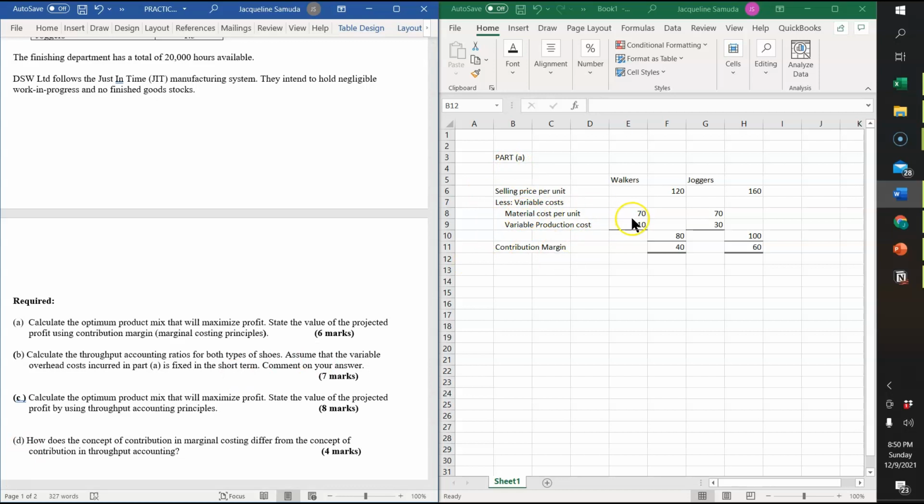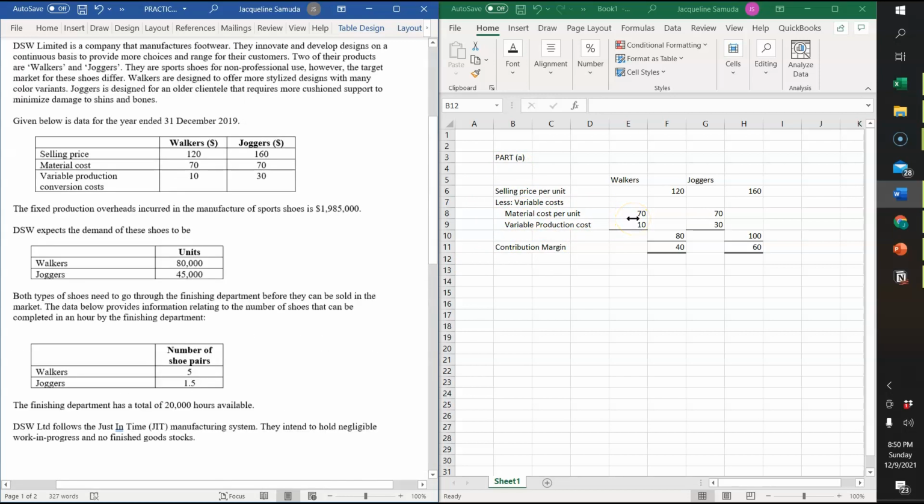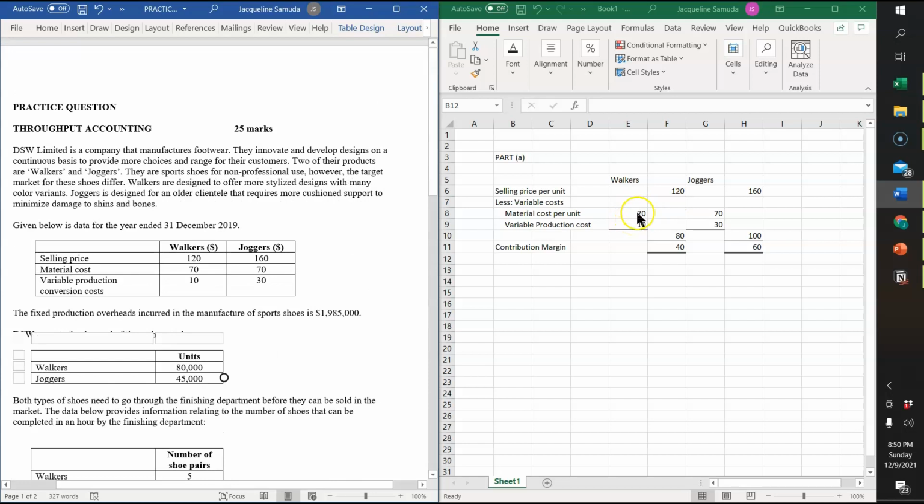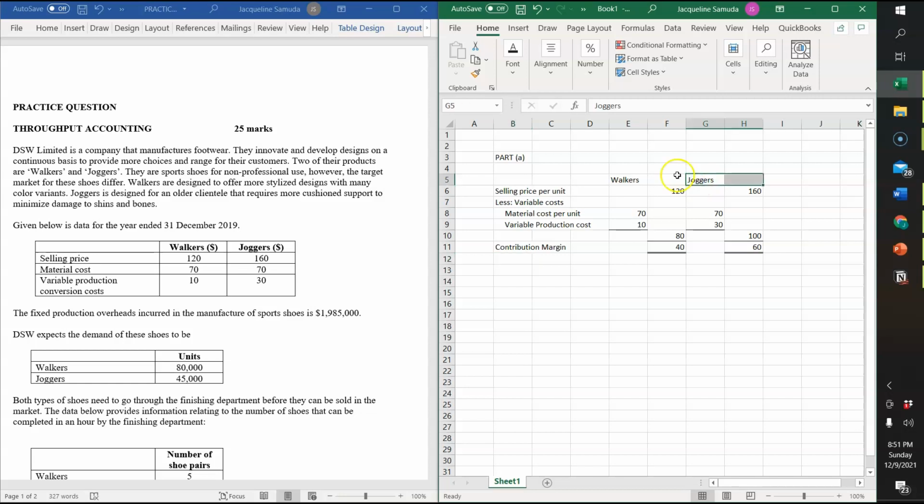I took the variable costs, let's go back and look at it. I took the variable cost of $70 and $10 for walkers and came up with a total variable cost of $80. Then I subtracted it from the selling price to arrive at the contribution margin of $40. And I did the same thing for the joggers and ended up with a contribution margin of $60.